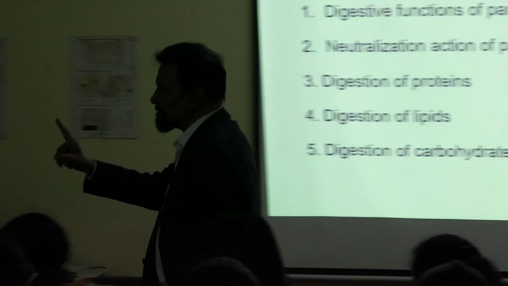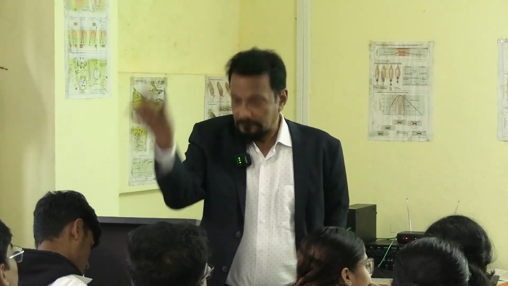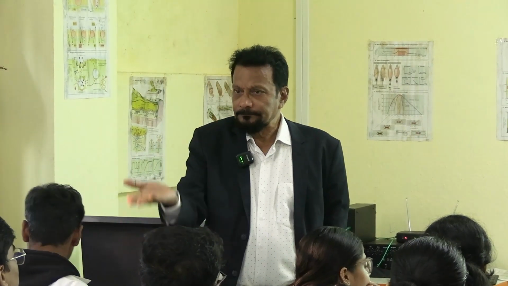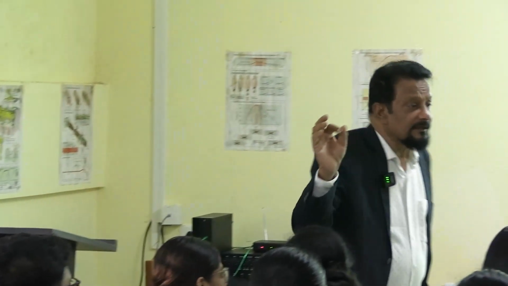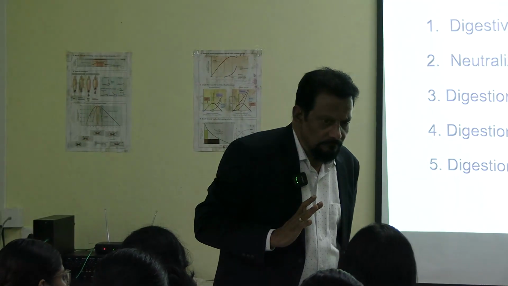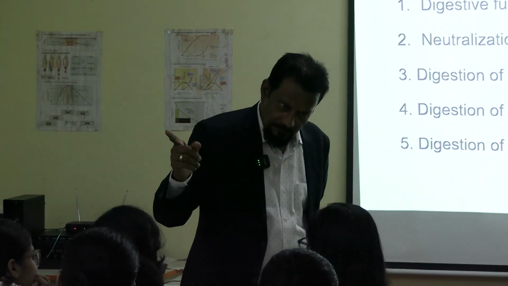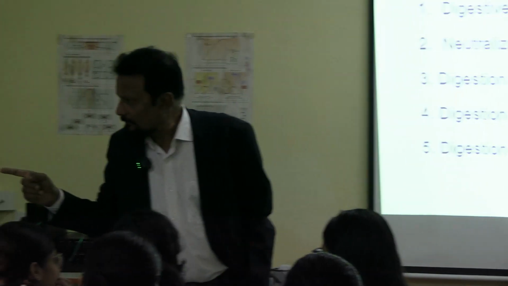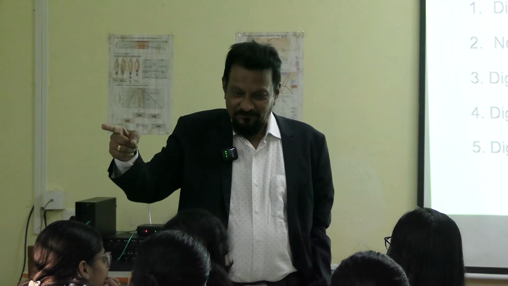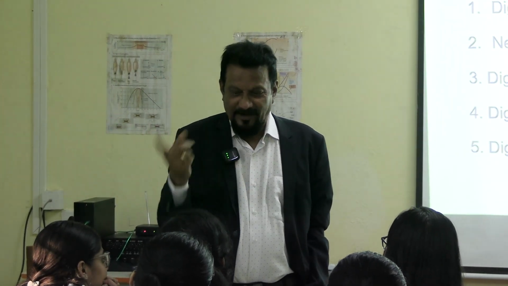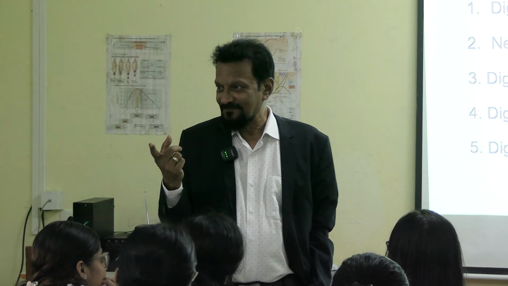One. Who will tell? Tell. Get up and tell. Chymotrypsinogen. Is he wrong or correct? Why wrong? It is the inactive form. It is the active form. In pancreatic juice, you will not find any active enzyme.